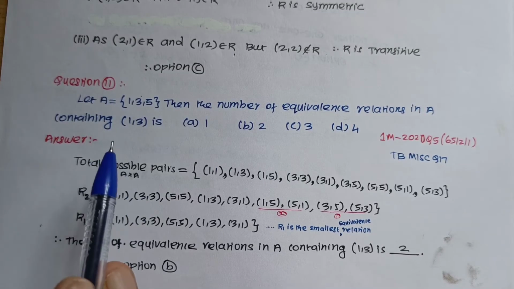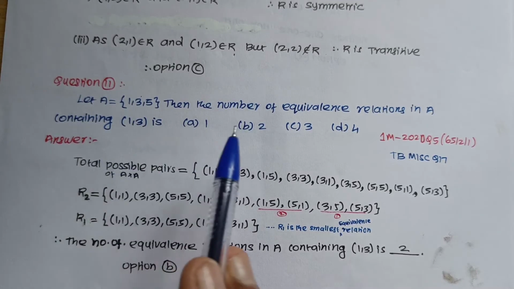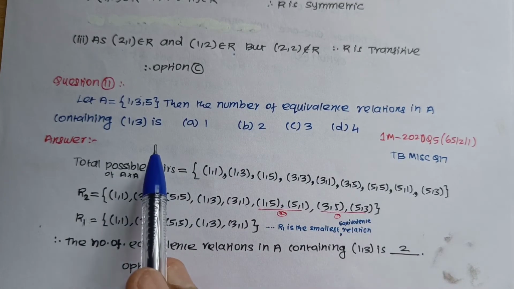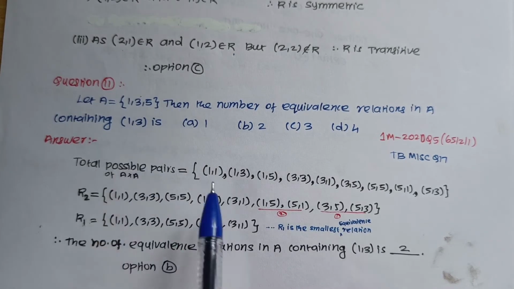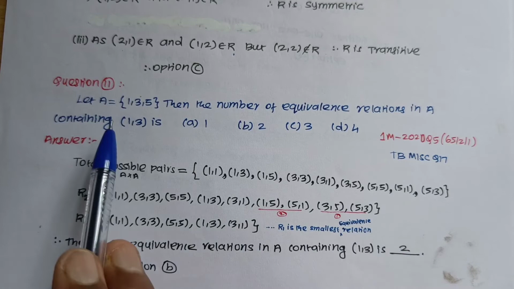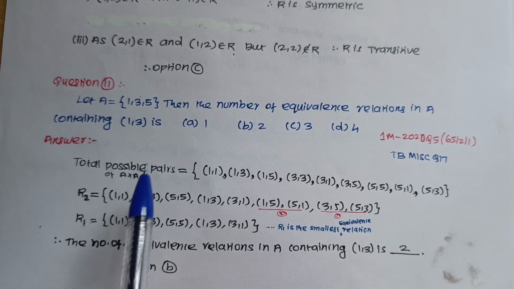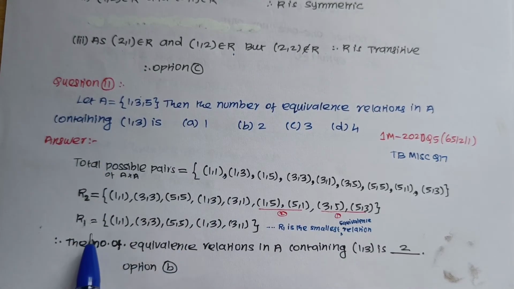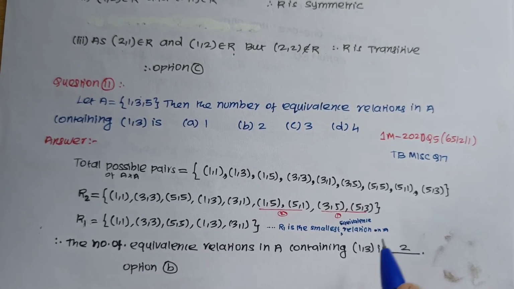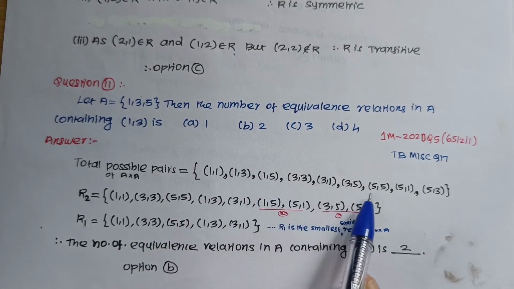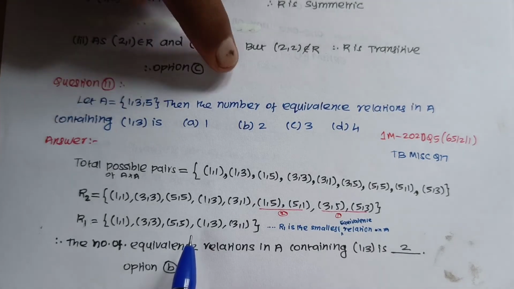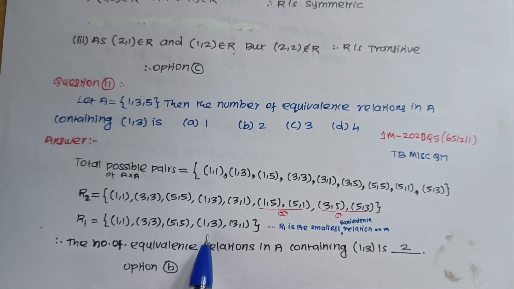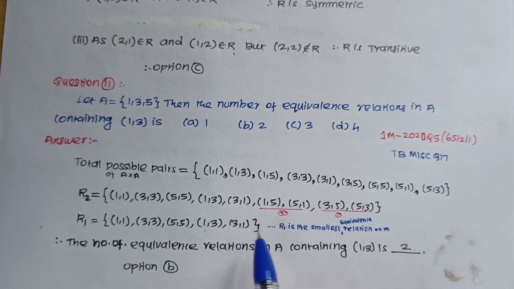See, question number 11: they gave one set with 3 elements and are asking the number of equivalence relations in A containing the ordered pair (1, 3). From the given set we can form 9 ordered pairs, because a relation on A is a subset of A cross A. So first form R1 as the smallest relation on A. We take (1, 1), (3, 3), and (5, 5). They are asking for equivalence relations containing (1, 3), so if I take (1, 3), we can also take (3, 1) to prove symmetric.